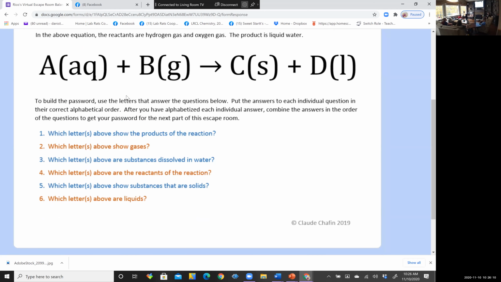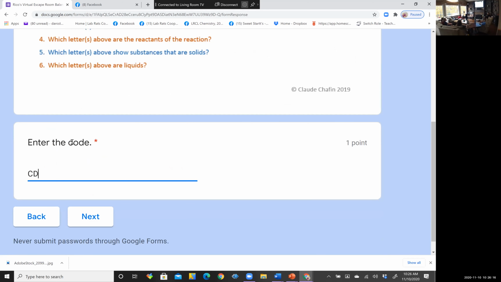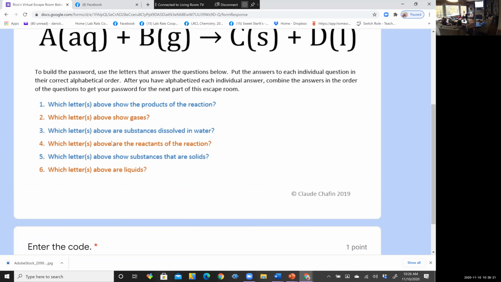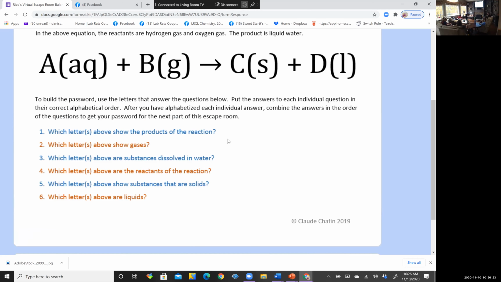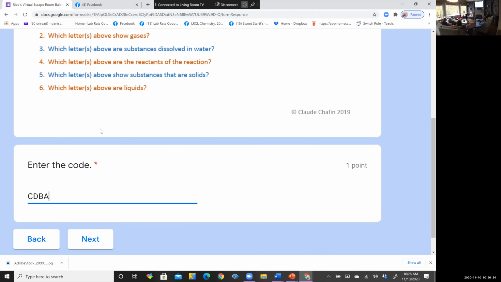Which letters above show gases? B. That's the only one that says G. We all with B? Okay. Yep. All right, how about this one? Which letters above are substances dissolved in water? A. Yeah, it just means it's dissolved. What do you guys say over there? Lily, what do you say? Dissolved in water? Ella? The A means it's dissolved in water, yep, aqueous, right?